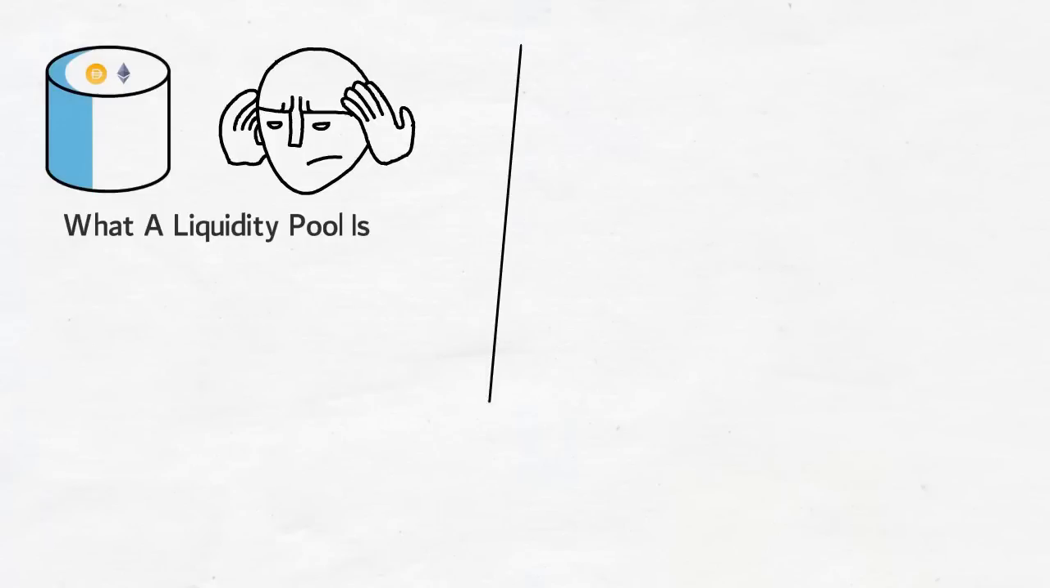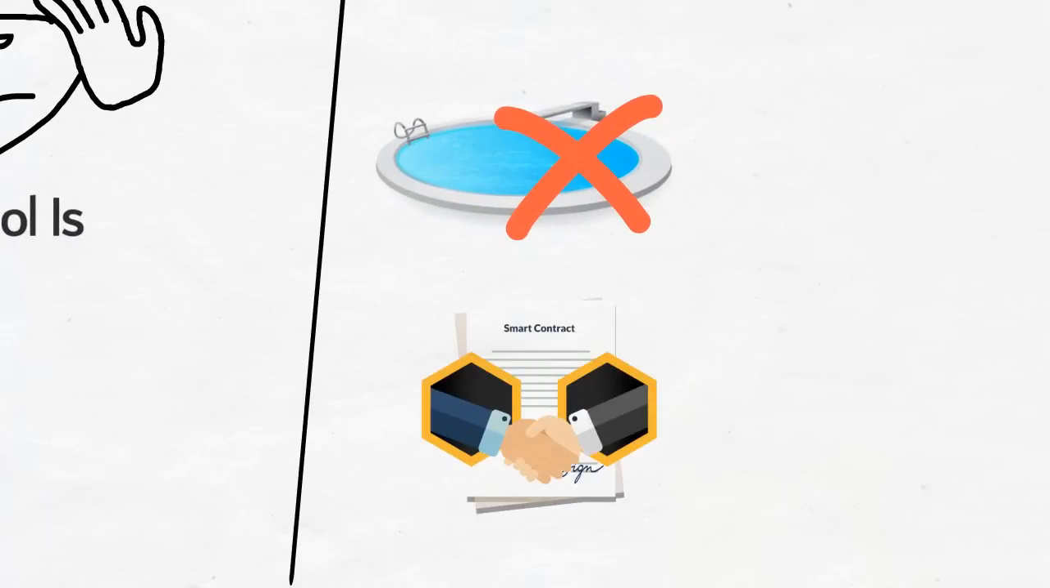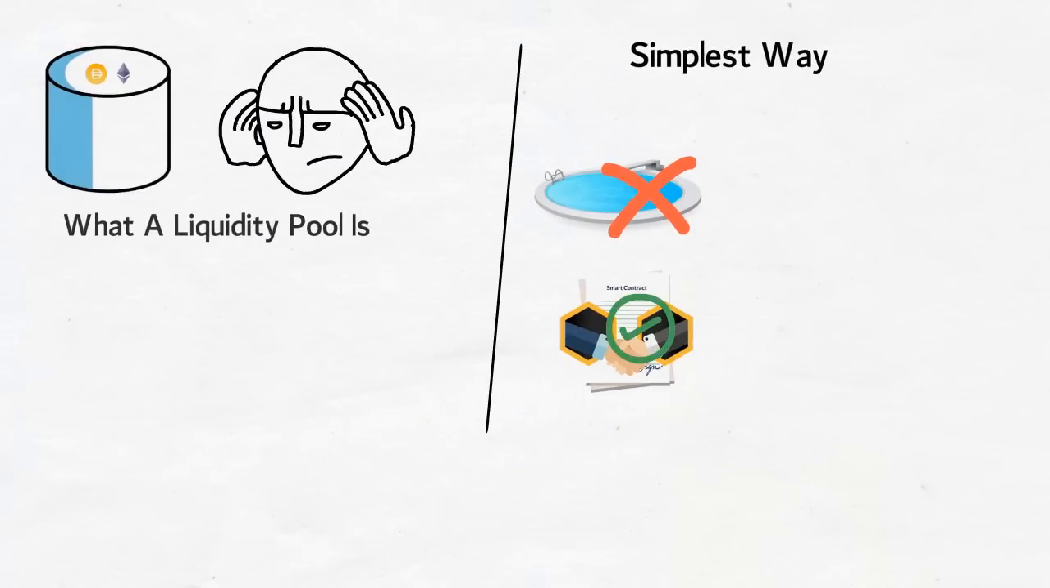Now, let's break this down in the simplest way possible. I believe we already established the fact that these pools aren't your realistic pools filled with water, but rather are smart contracts that allow traders to exchange both tokens and coins even without the presence of a buyer or a seller. That leads us to the traditional stock market and how it works.